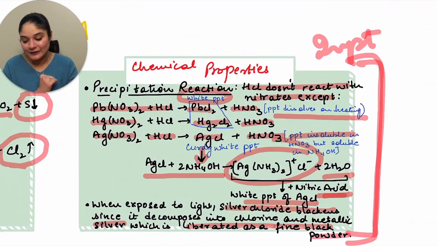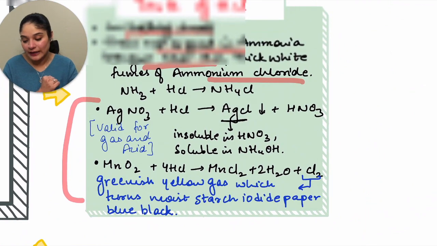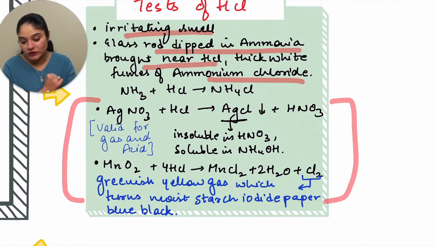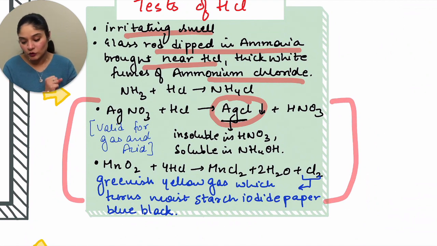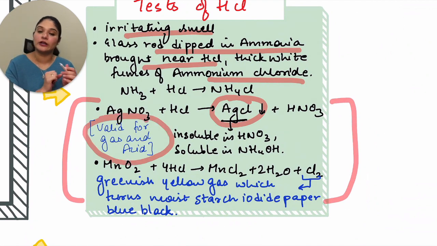Okay, let's move on to the last portion now, that was the tests. So AgNO3, which I just mentioned, this is the test right here. AgNO3 plus HCl gives AgCl plus HNO3. The AgCl is insoluble in HNO3, but it dissolves in ammonium hydroxide. So this particular test is valid for HCl gas also and acid also.